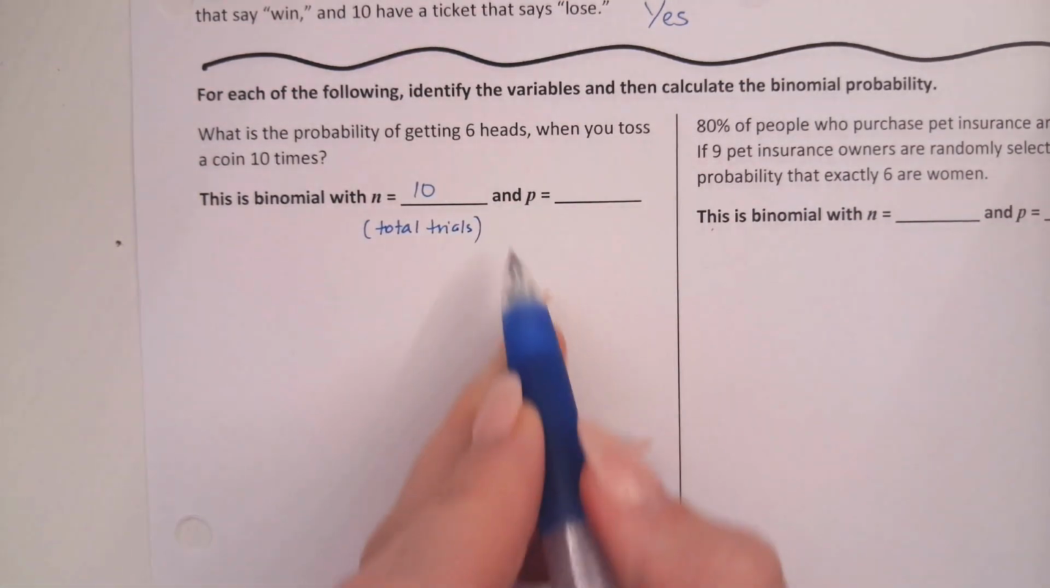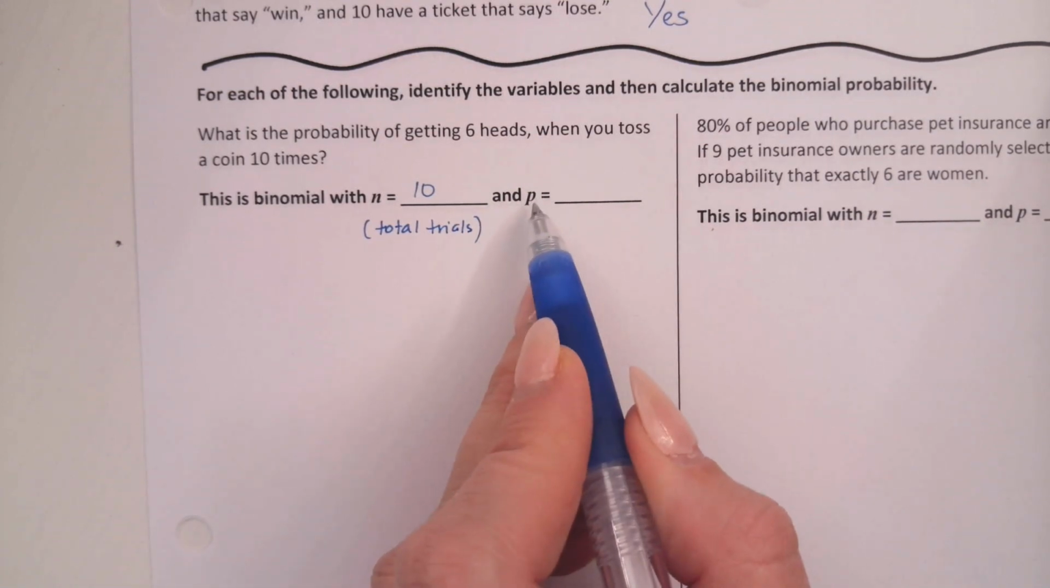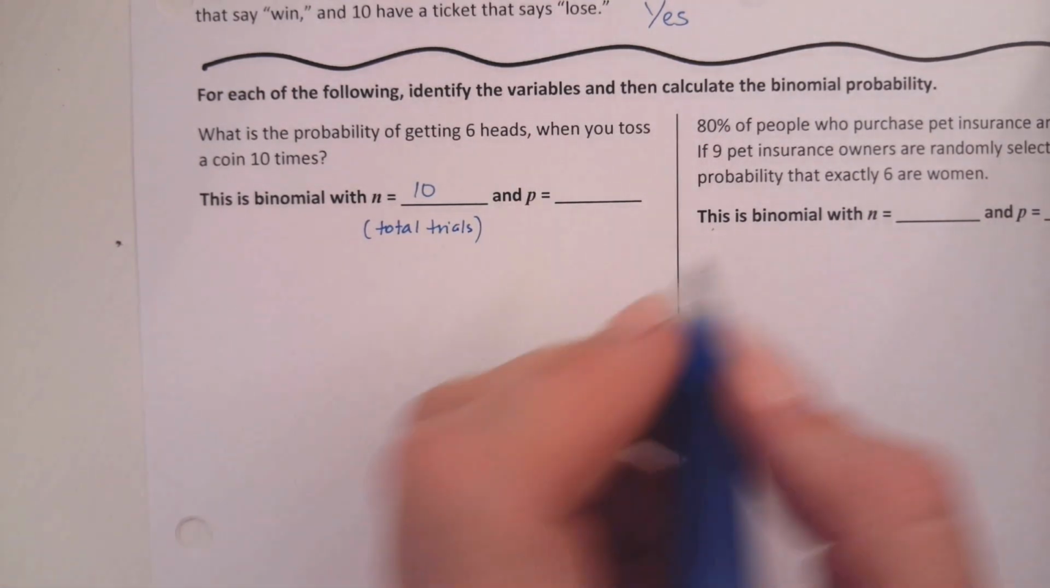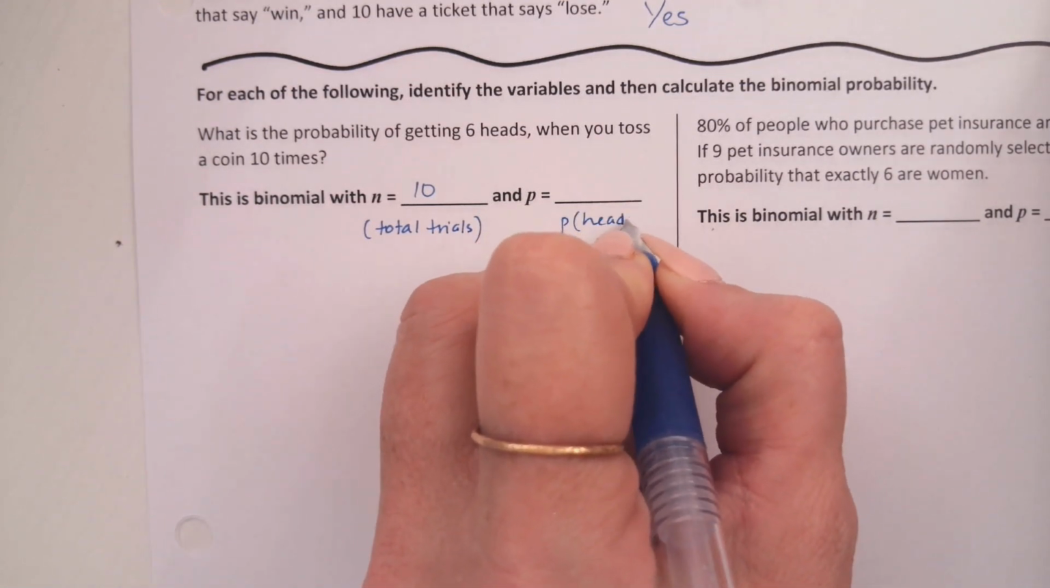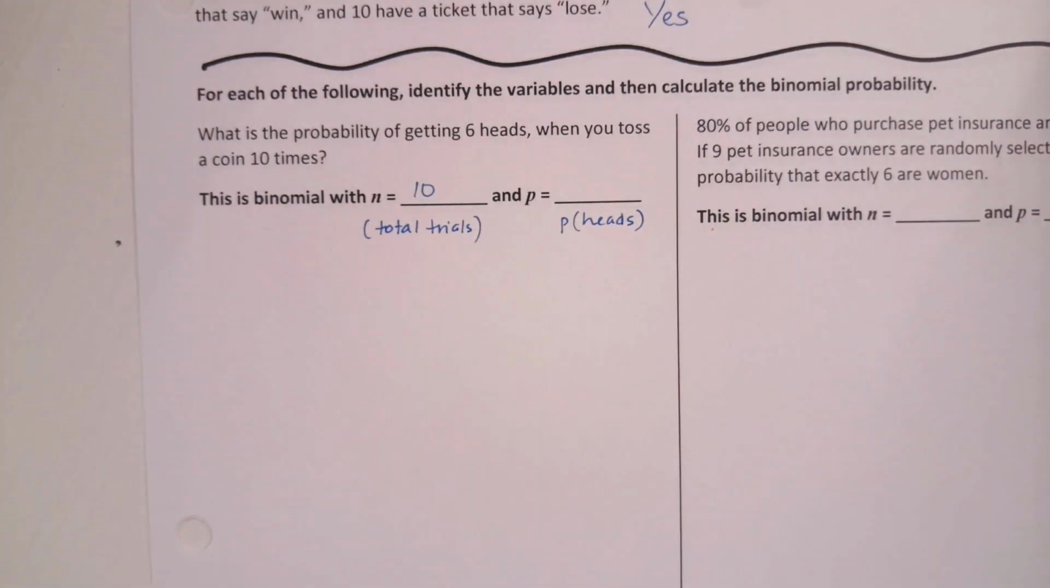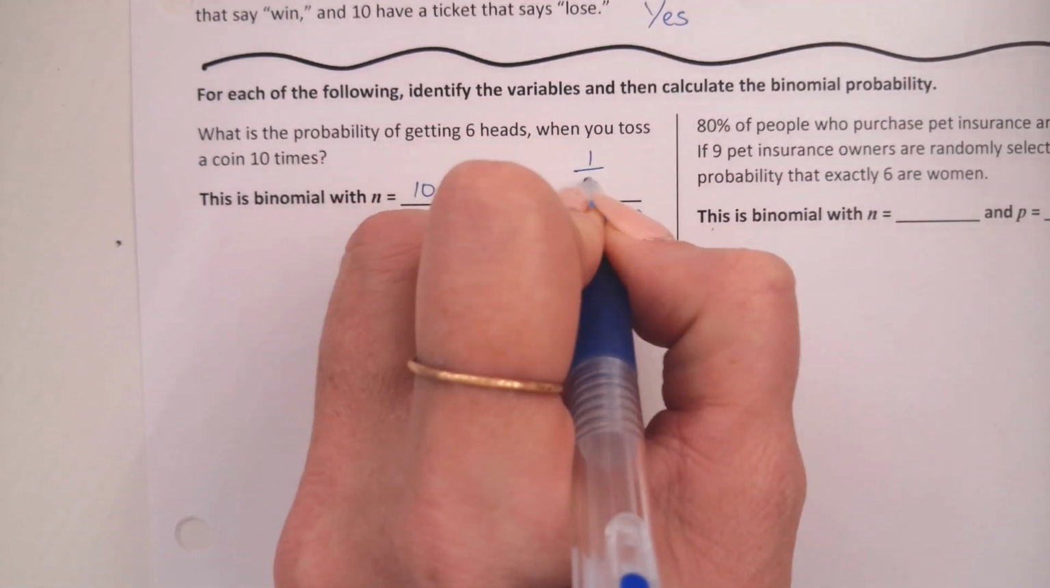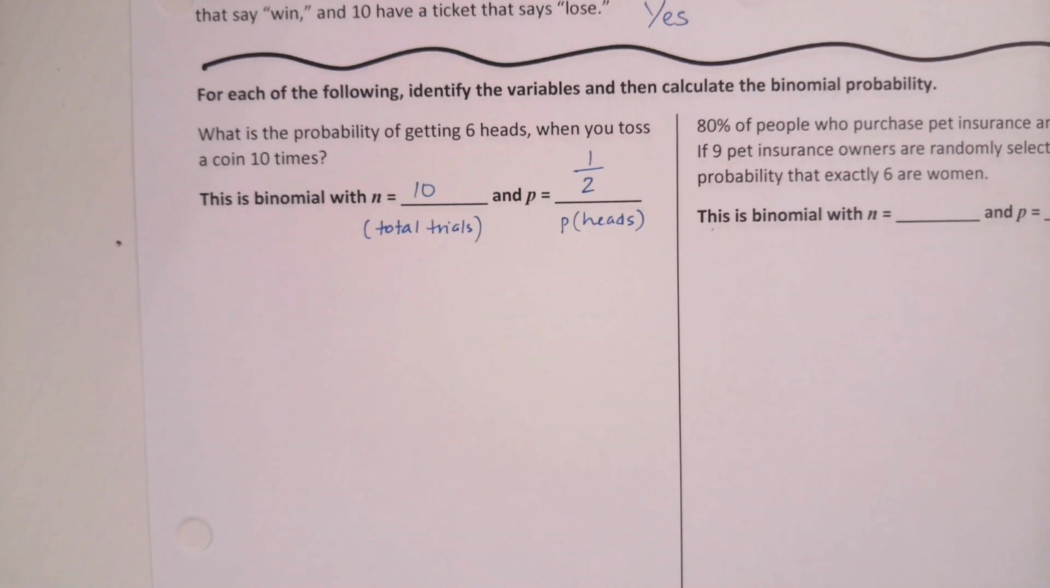The second thing he writes is the probability, which would be the probability of getting heads. What is the probability of getting heads on a coin? 1 out of 2, 0.5, however you want to write it. Do you want to write it as a fraction or a decimal? Fraction. Okay, we're going to write it that way. And then the next thing he does is start setting up the equation.